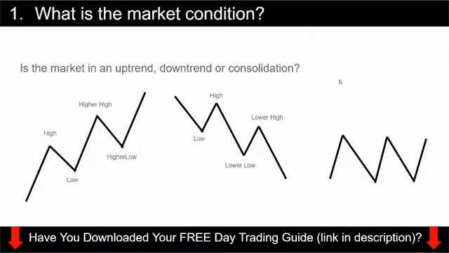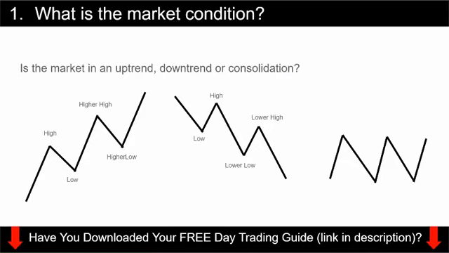The first thing that you need to check is you need to ask yourself, what is the market condition? There are really only 3 types of market conditions. Is it in an uptrend, downtrend, or consolidation? It's that simple. It's a very simple question, but I see a lot of traders make this mistake because it's so basic. They always miss this step. So please do not miss this step. This is very important. Ask yourself whether the market is in an uptrend, downtrend, or consolidation.